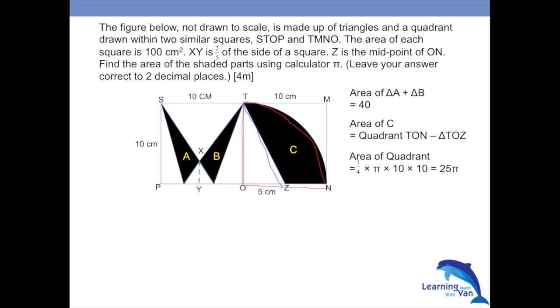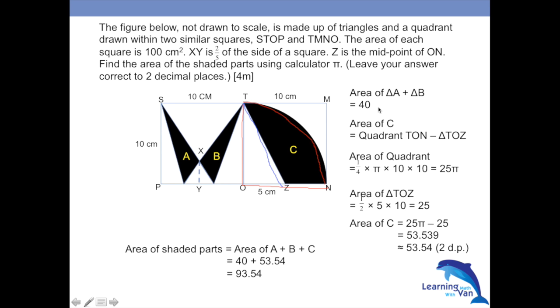Working out, plugging in the figures, don't be careless, you should get 25 pi. And then the area of the triangle TOZ, you already found. OZ is 5 centimeters, so half times base times height will give you 25 centimeters squared. So now find the area of C. In this case, you may want to correct to 2 decimal places, because I don't see any more pi. So I can just add up the area of C plus the areas of A and B, which we have already found out earlier on.